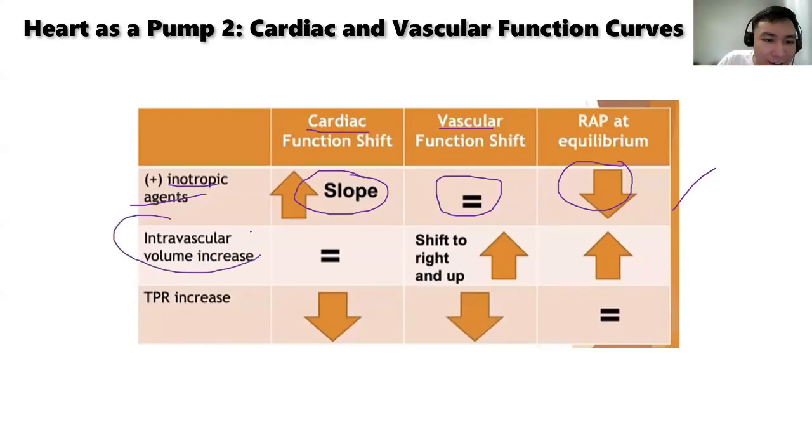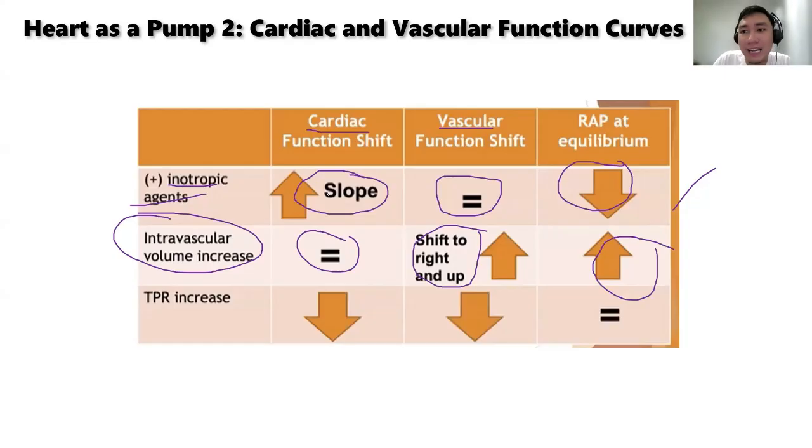Kapag naman intravascular volume increase, wala ka namang binago sa heart, so walang magbabago sa cardiac function curve. You increase the volume, so increase the blood returning to the heart, so you increase your vascular function curve, shift to the right and up. And you also increase your right atrial pressure kasi more blood in the circulation, more blood going back to the heart, you will have an increased right atrial pressure.